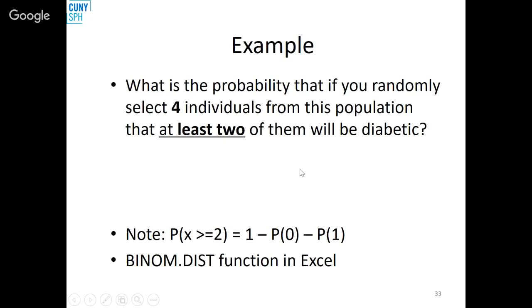All right, how about in this group of 4, the probability that at least 2 of them will be diabetic? The easiest way to do that will be to just do 1 minus the probability that you calculated on the previous page. Otherwise, you could do probability of 3 plus probability of 4 plus probability of 2. And again, there's a function in Excel that you can use that would probably be helpful to get comfortable with. It's this binom.dist function.